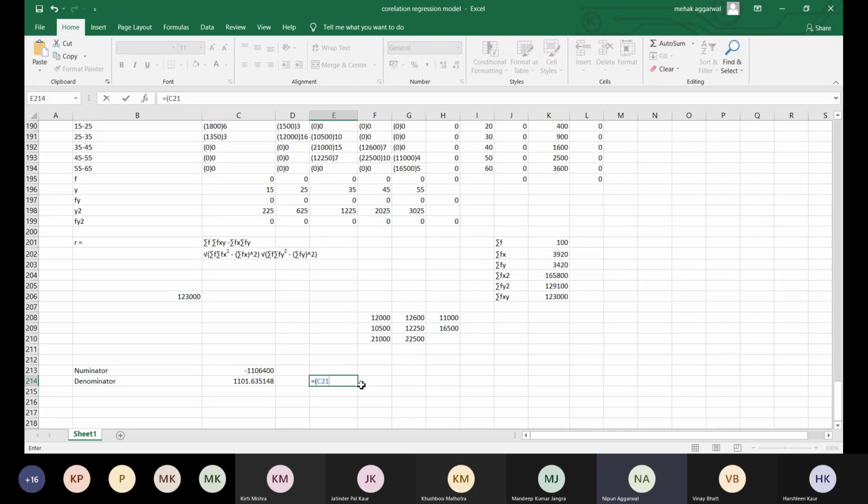Once again, calculate this once again. There is some issue, I think. If we calculate this, it becomes equal to, first is summation f, which is 100, into summation fx square, so 166,500, minus summation fx whole square, and this whole under the root.